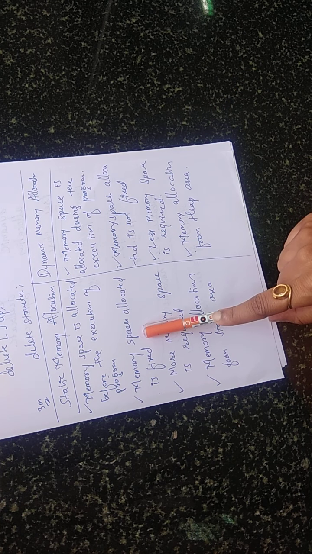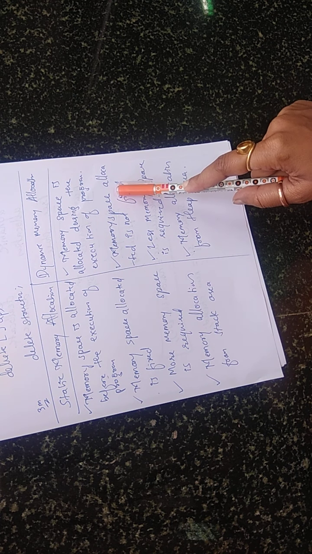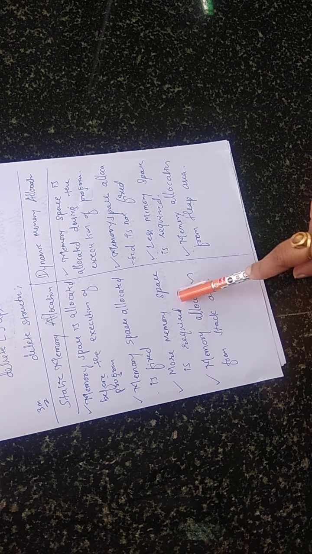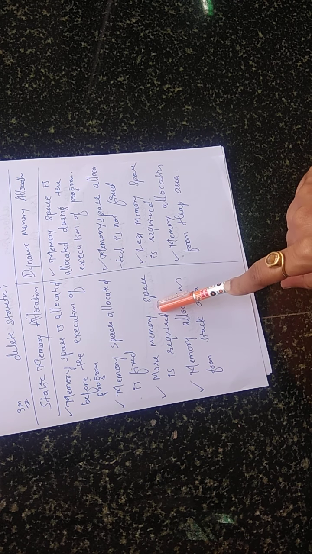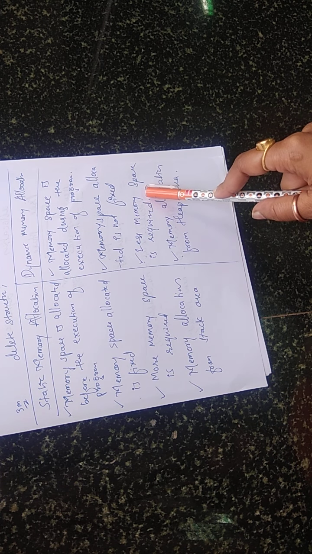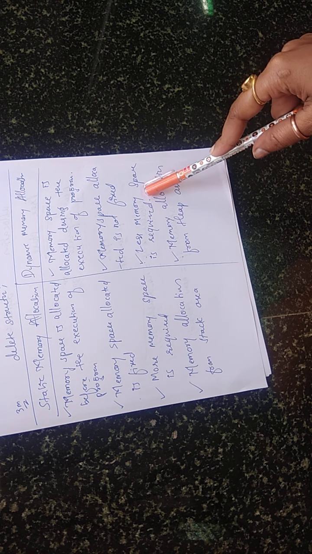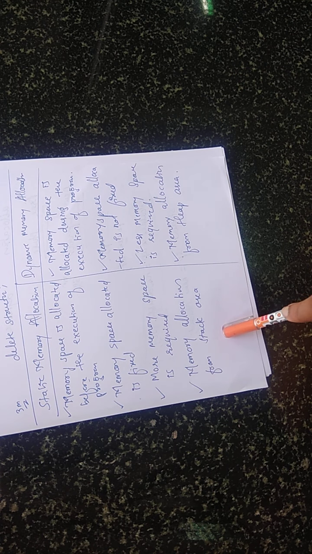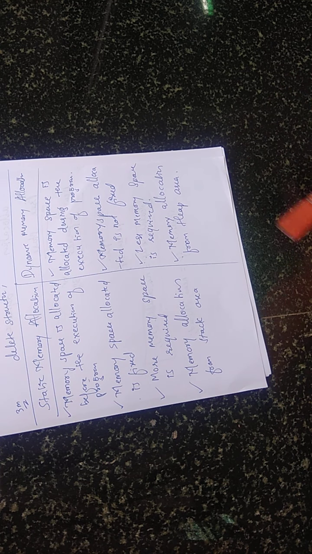Here the memory space which we allocate is fixed, here it is not fixed, we can change or we can reduce or we can increase also. Here more memory space is required because at the time of execution we cannot change the size, and here less memory space is required because at the time of execution we declare how much is necessary, only that much of the memory we allocate. And here the memory allocation takes place from the stack area, and here the memory allocation takes place from your heap area. Done?